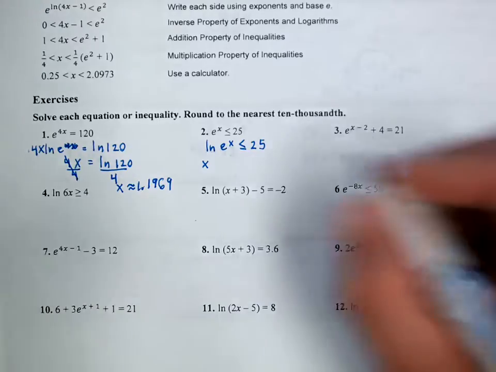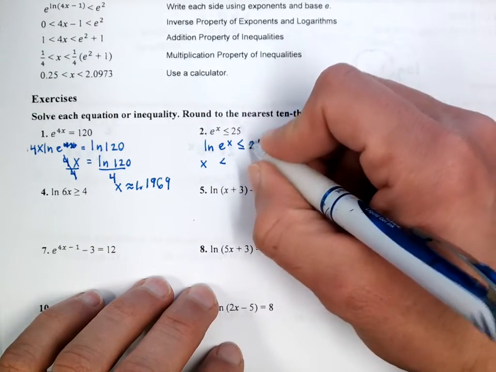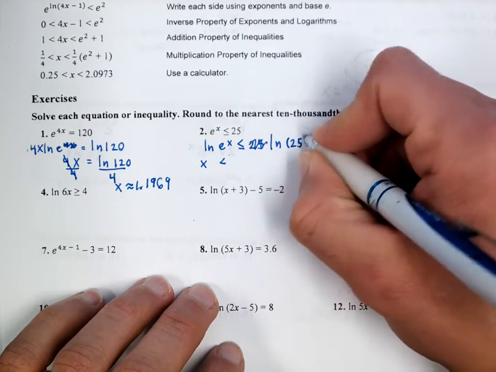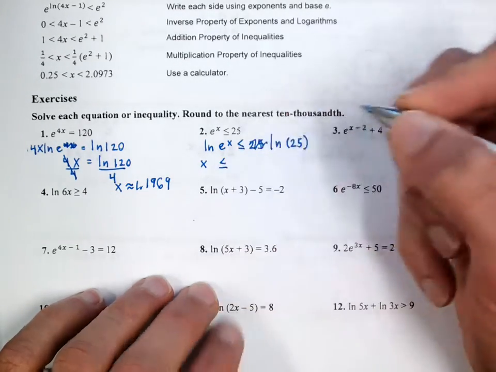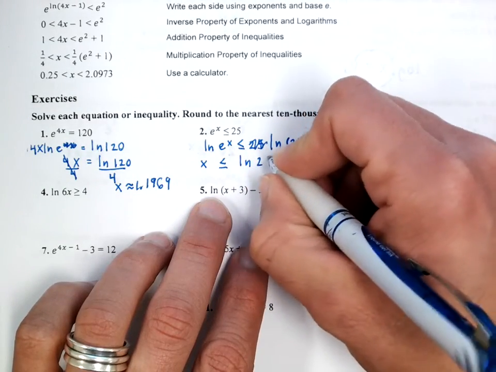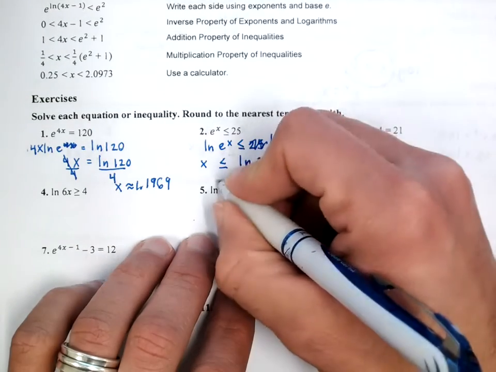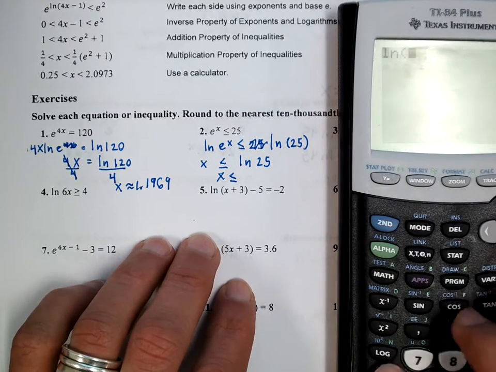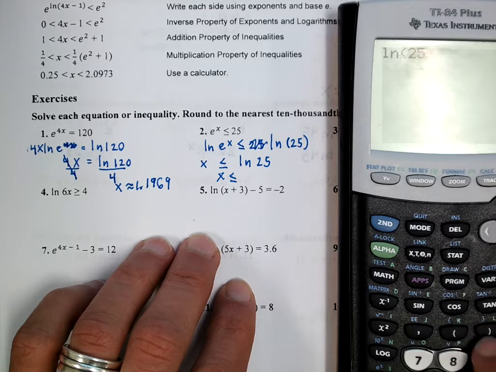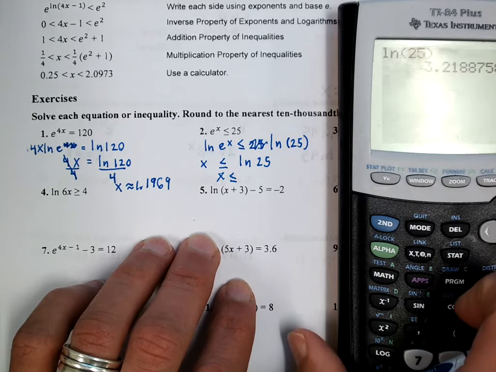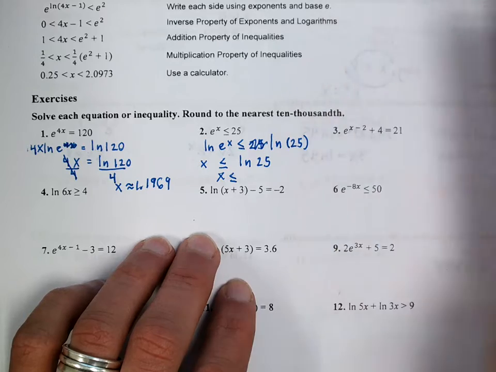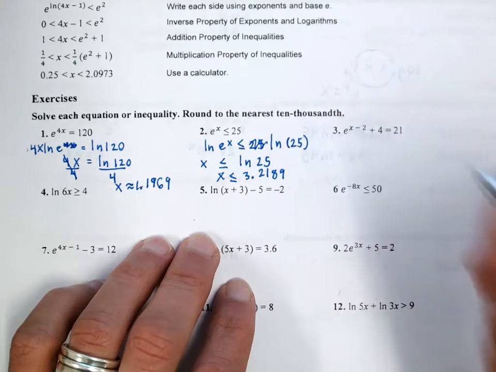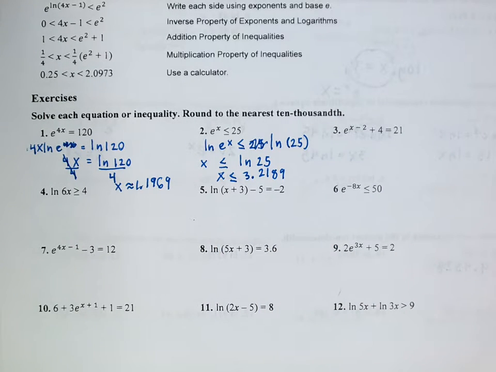Natural log of e is 1, so, excuse me, I did not write the natural log of 25. Whatever I do to the left side, I have to do to the right side. So we have less than or equal to the natural log of 25. So x is less than or equal to, and I'm just going to plug in natural log of 25 and see what happens. So we got 3.2189. Now let's go ahead and move on to something more difficult, like number 3.